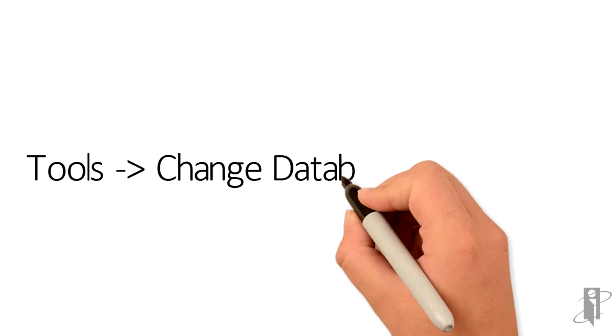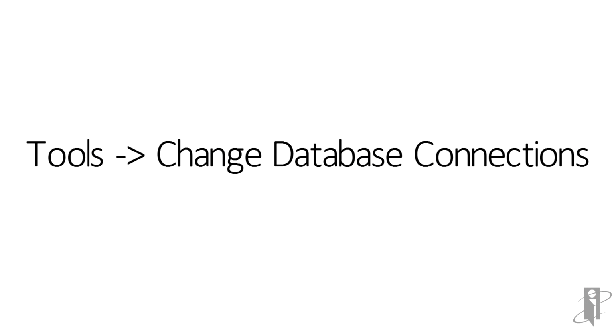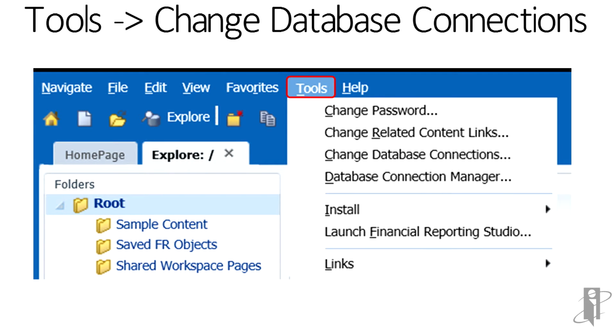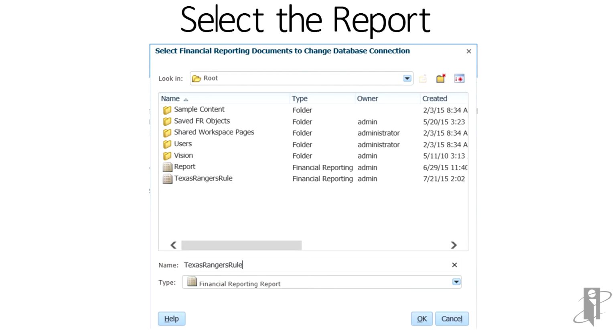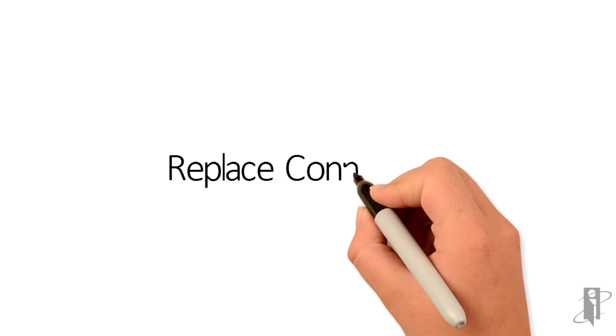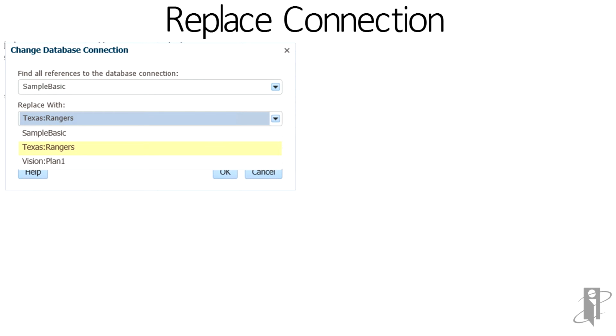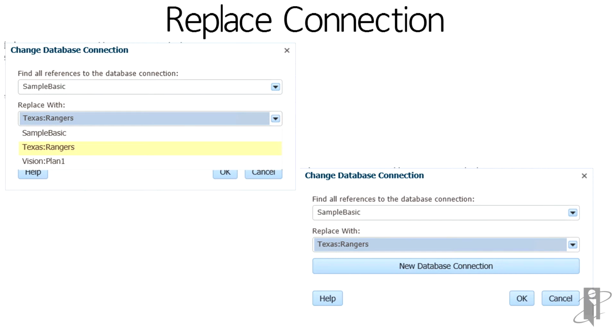In the Reports repository, or the Explore window, select Tools at the top of the window and then select Change Database Connections. A window will then pop up that lists the folders and reports that you have access to. Navigate to the folder and to the report, select the report, and then click the OK button. The top box represents what the current data source is. The bottom box is where you select Replace it with.